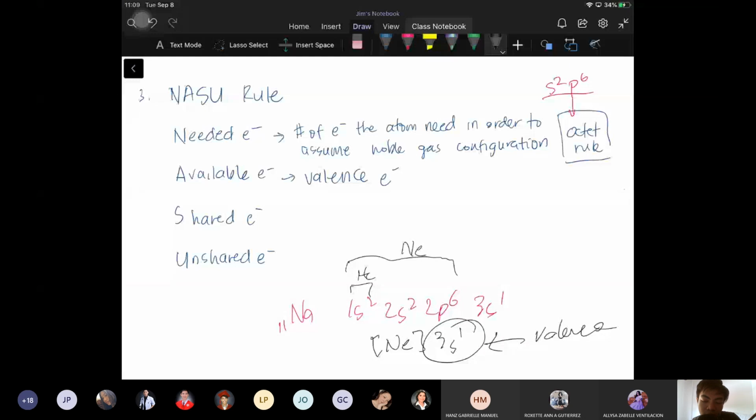You just check kung anong group siya sa periodic table. Kung anong group number, that's the valence electrons automatically. Okay, so nothing to worry too much.